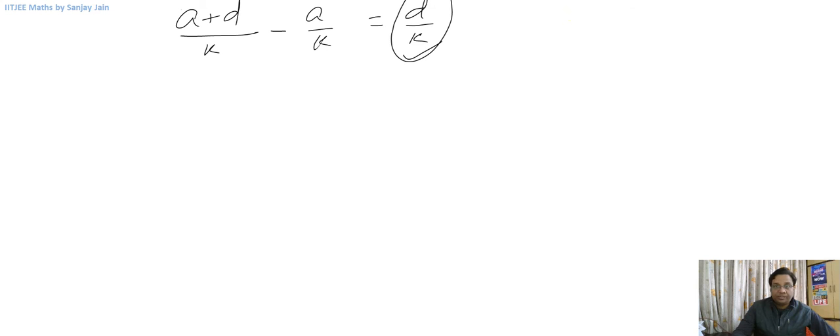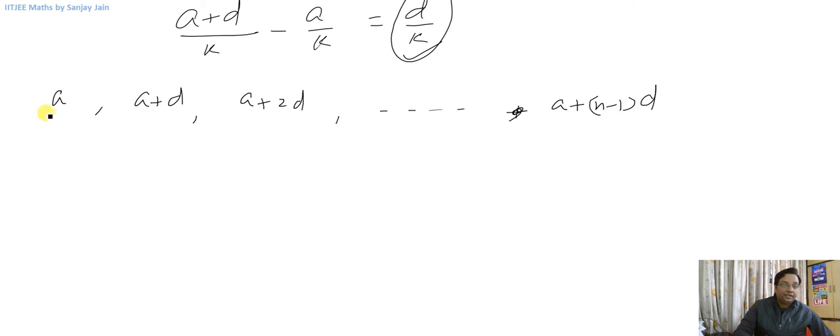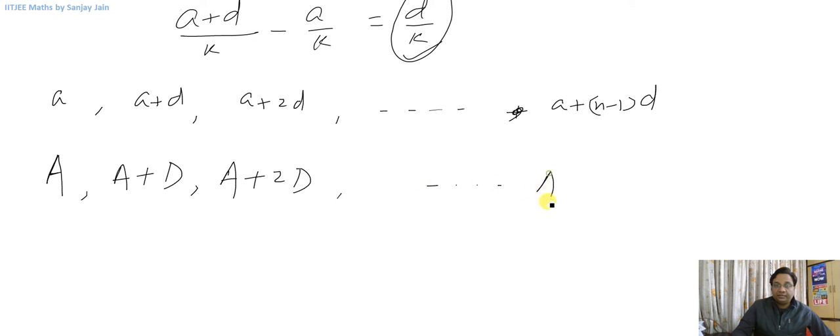Now the second property that I want to talk about here is, let us say I've got two APs. The first AP is A plus D, A plus 2D, up to A plus n minus 1 into D. And let there be another AP with first term as capital A, second term as capital A plus capital D, that means the common difference is capital D. So what will be the third term? Capital A plus 2 capital D. And what will be the nth term? Capital A plus n minus 1 into capital D.